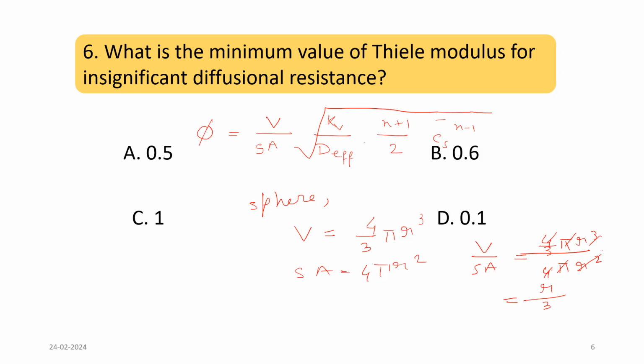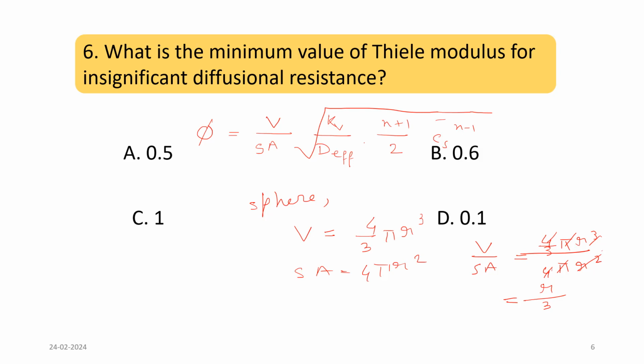Then Kv is the intrinsic reaction rate coefficient per unit volume. D effective is the effective diffusion rate of the reactant molecules, and Cs is the concentration on the catalyst surface.